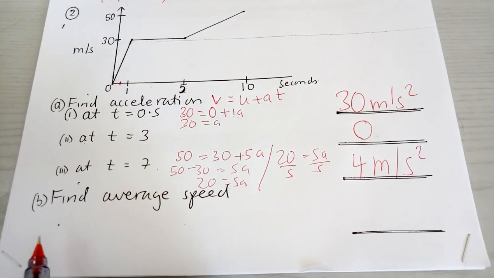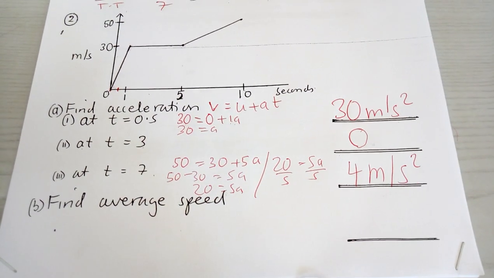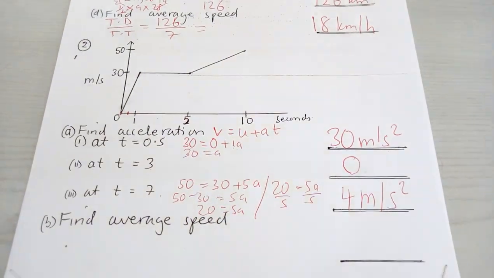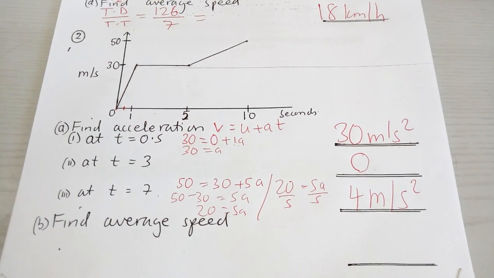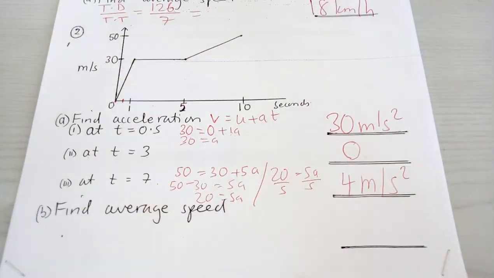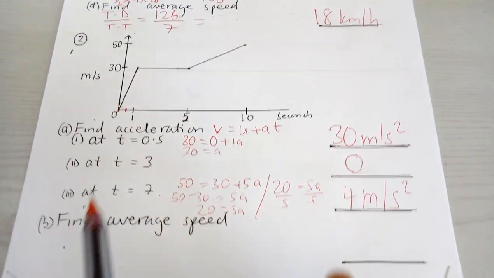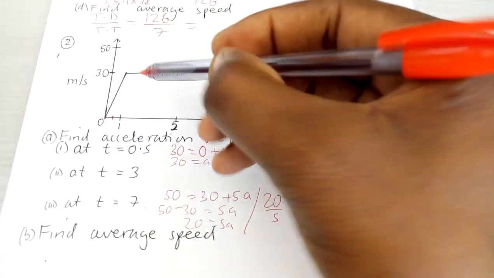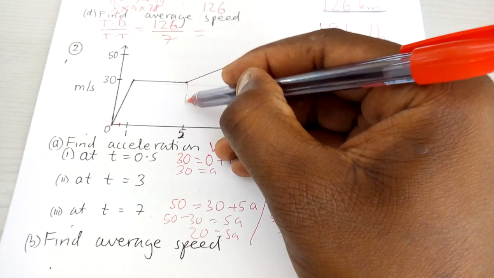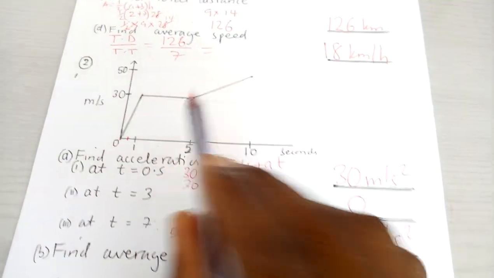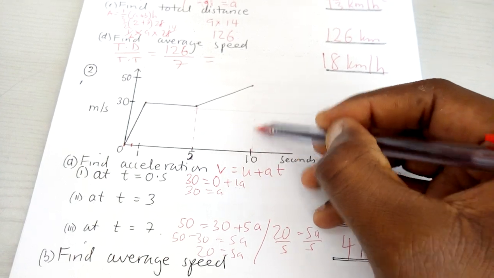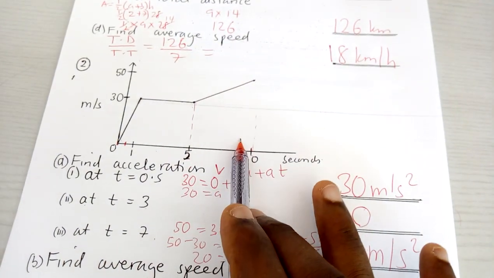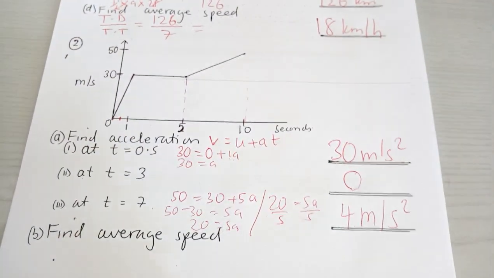Finally, we have to find the average speed. Remember, average speed is the total distance divided by total time. As per moment, we don't know what is our total distance. Therefore, we have to start by finding the total distance. And remember, we said total distance will be all the area under the graph. So if you check closely, from here till here, we have trapezium. And from there till there, we have another trapezium. This means I have to find area of this trapezium. Then I find area of that trapezium. When I add the two, I have got my total distance.